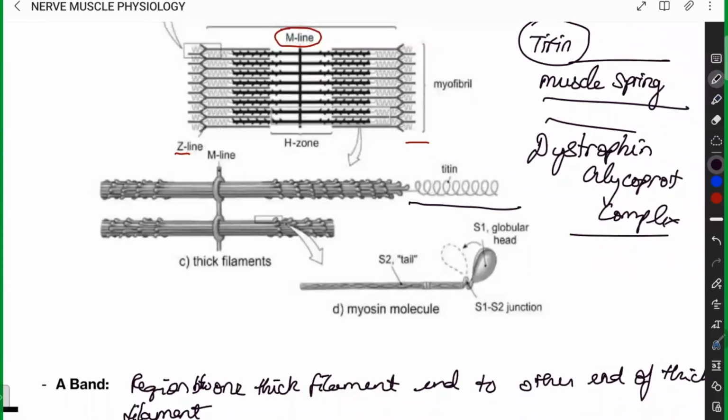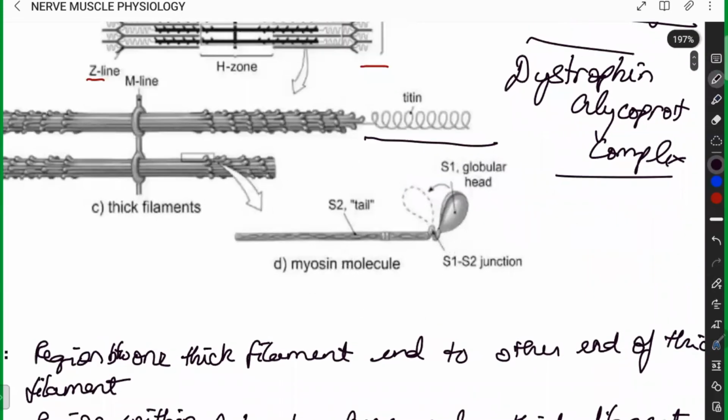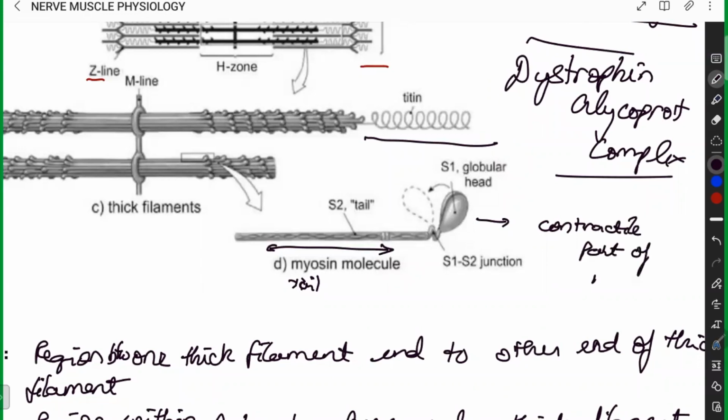And what happens inside the thick filament? You can see some heads. These thick filaments are made up of myosin. Your thick filament is made up of the tail of myosin. This is going to be a tail, isn't it? So this tail of myosin is what forms the structure of your thick filament. And there is going to be a head part. What is the role of the head part? This head part is going to be the contractile part of your myosin.